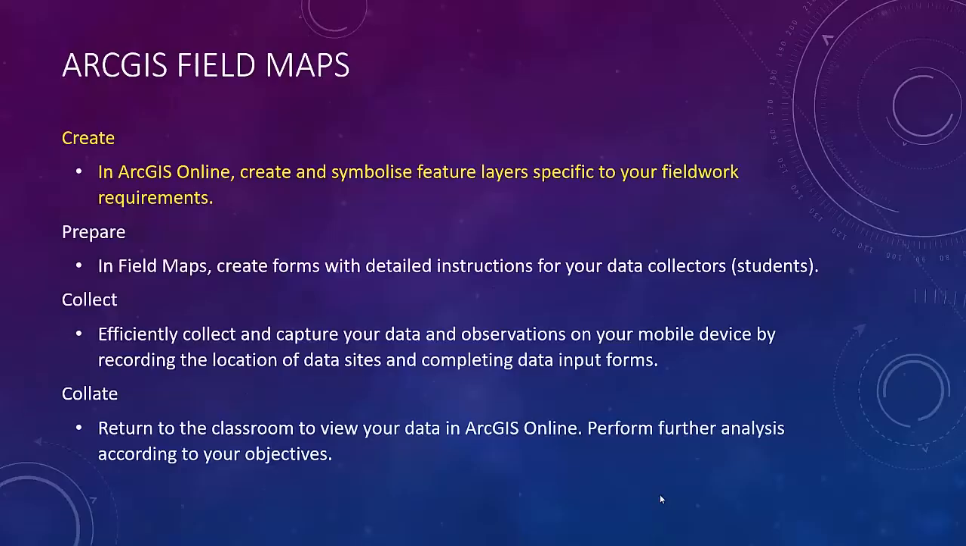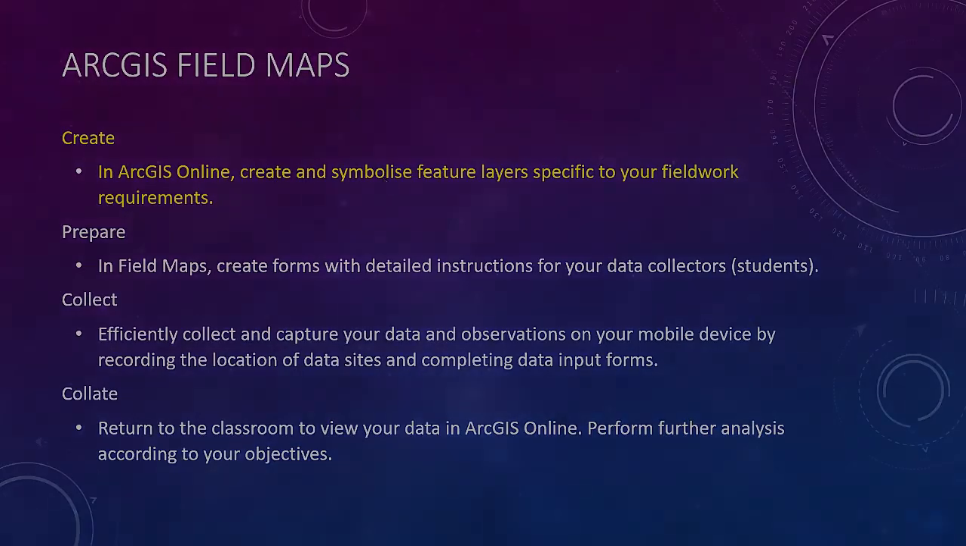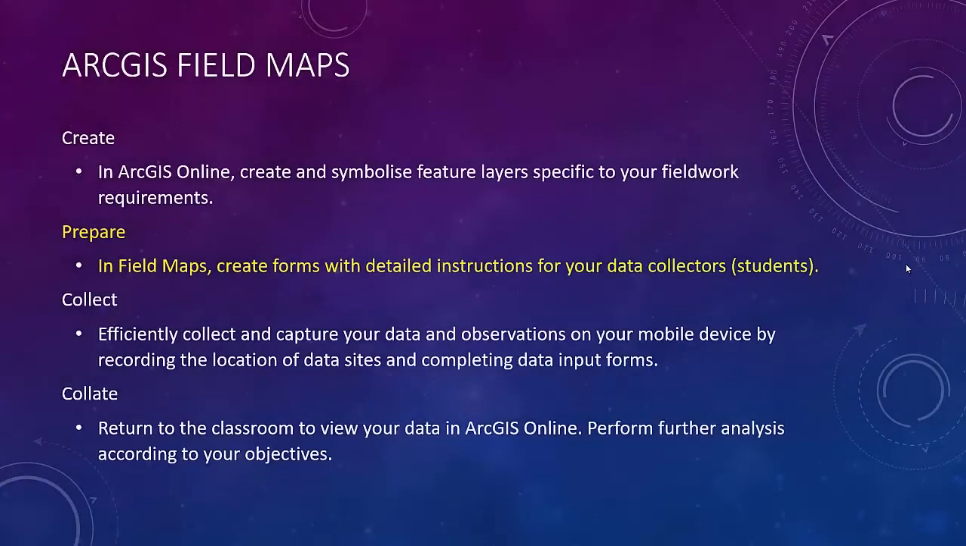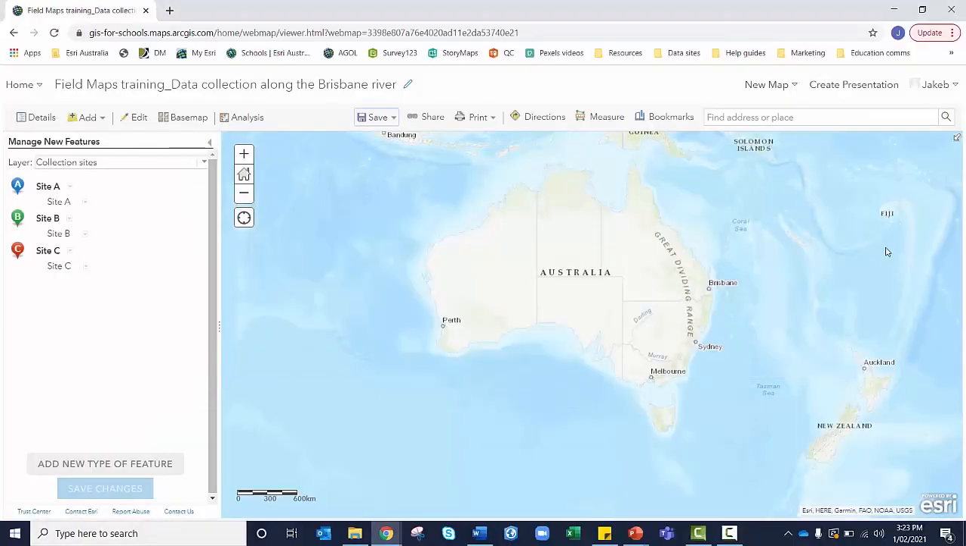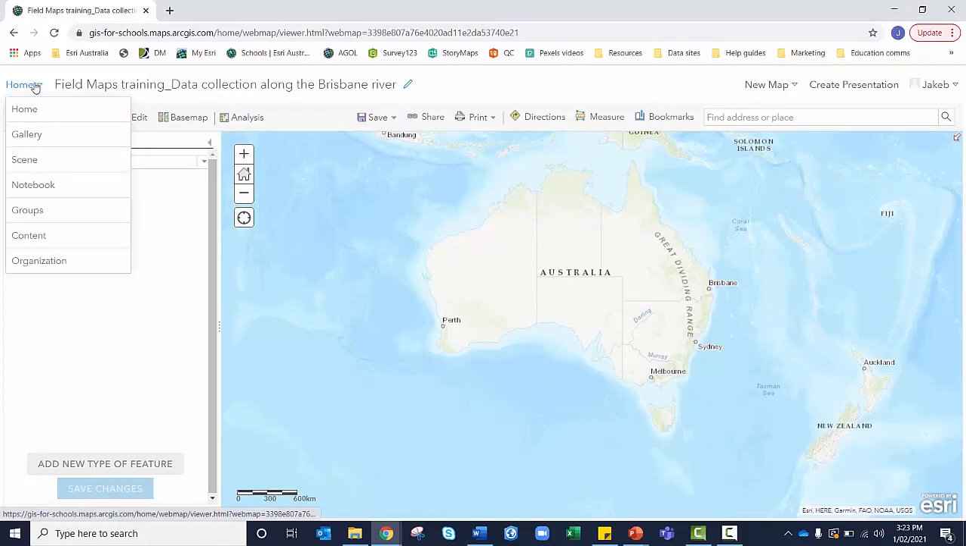And if I return to my PowerPoint, that essentially finishes step 1. We've gone into ArcGIS Online, we've created our feature layers, we've symbolized them, and we've saved them to a map. This brings us to step 2, prepare. We're now going to head over to Field Maps, create a form with detailed instructions for how we want our data collectors to collect their field work. So if we head back to our Field Maps training map, we want to navigate back from here to Home.